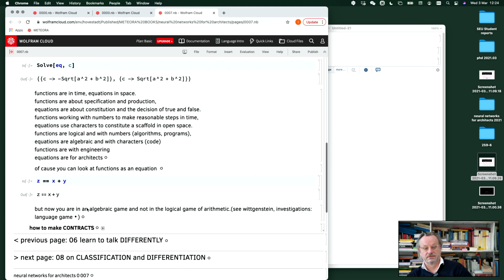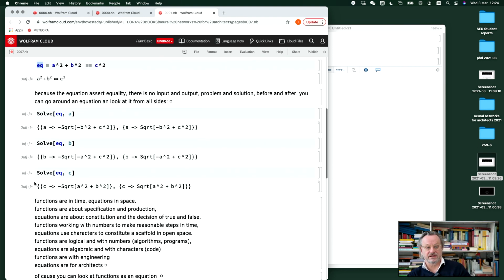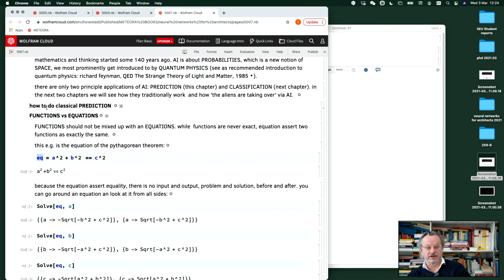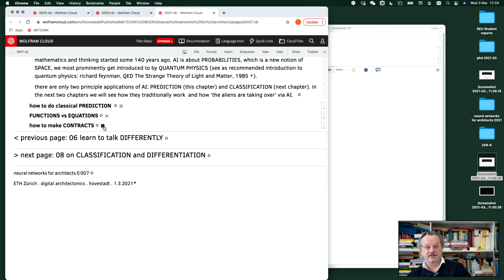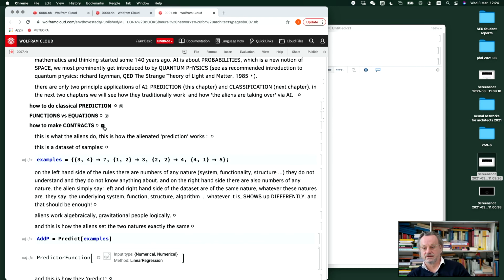So, and this, of course, you can do this first function, you can write that as an equation, and then you can go around all these variables, and then you have a kind of constitution in space. It's not any longer a production line. So, that's, I think, the difference between functions and equations. So the hypothesis now is that the aliens simply work on algebra, not on logic.